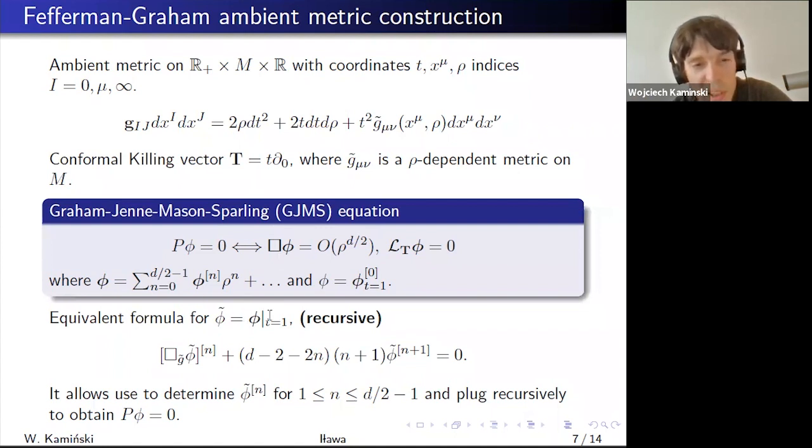And in fact, it's maybe illuminating to write it in terms of the section of this phi for t equal to one. Of course, this phi is t independent, so we can always compute it on any t, it doesn't matter. And then if we write the Taylor expansion of this equation, we get something like that. So you see that every higher Taylor expansion of phi can be computed from the previous one, up to this specific order d/2 minus 1, in which we get some non-trivial equation, and this equation is exactly P phi equal to zero. And this kind of expansion appears in all this construction from the ambient metric, and maybe I will just call it recursive to have some name for that. Okay, so we can just determine them recursively and plug back.